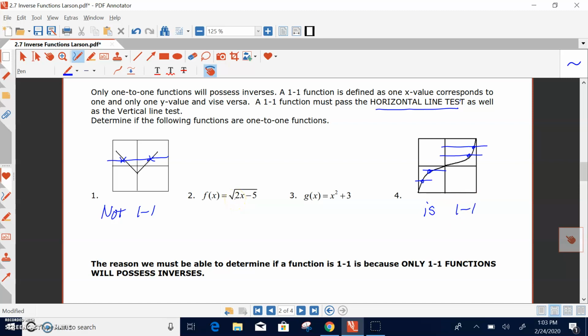Look at number 2 in the middle. If I graphed him, remember that square root shape is an arc. So it's an arcing shape. If I think about that shape, it would pass the horizontal line test, so it is one-to-one. Think about the shape of x squared. X squared is a parabola. So if I looked at the entire parabola, it would not pass the horizontal line test because a horizontal line crosses at more than one spot, so it's not one-to-one. So the key is our function has to be one-to-one because only one-to-one functions will possess an inverse.